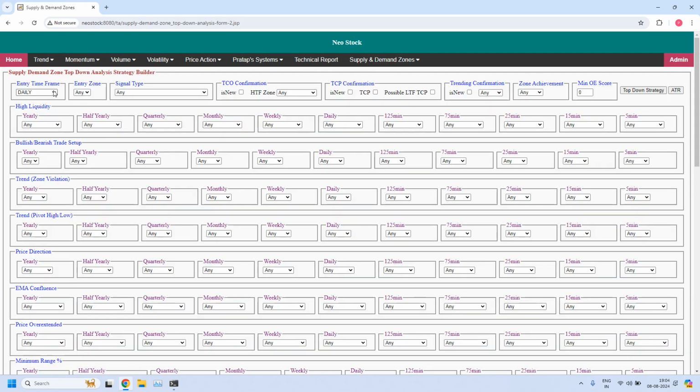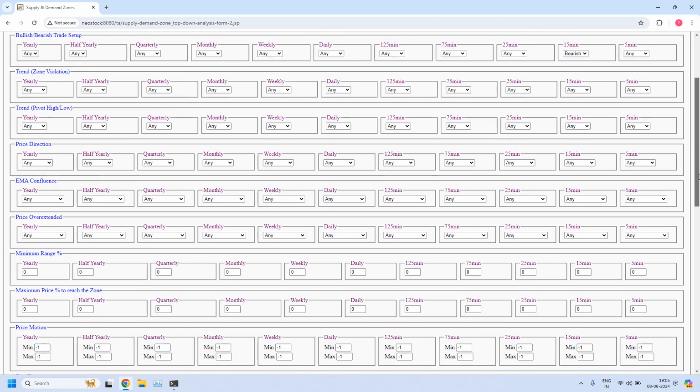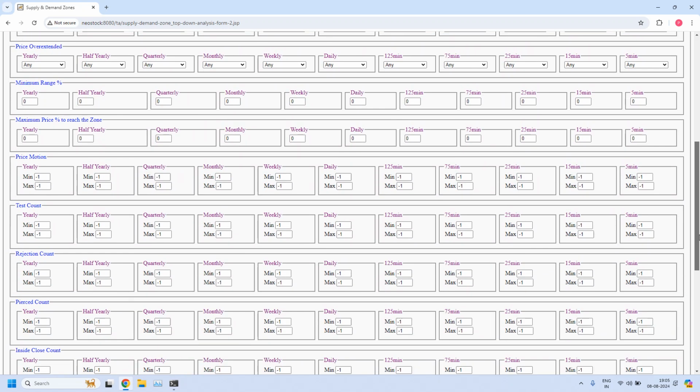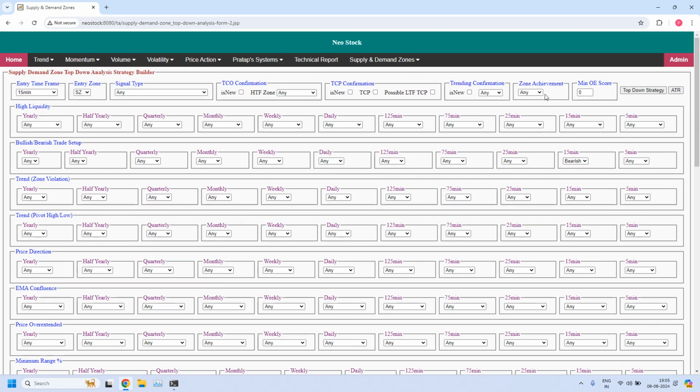Next, bearish trade setup for daily income trade. Entry time frame is 15 minutes. The entry zone should be supply zone for bearish trade setup, and also in bullish or bearish trade setup, for the 15 minutes time frame, I am selecting the value bearish. And a 15 minute supply zone should not be pierced. So in the pierced count and 15 minutes time frame, minimum value I am setting 0, maximum value I am setting 0. And the zone achievement should be violated opposing zone, minimum order enhancer score should be 12.